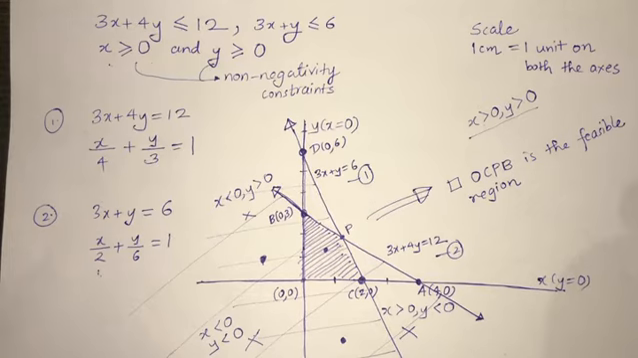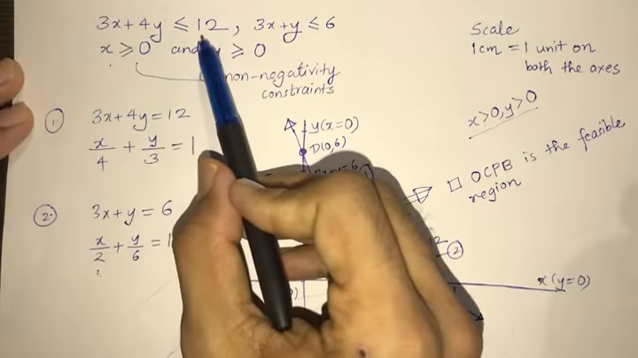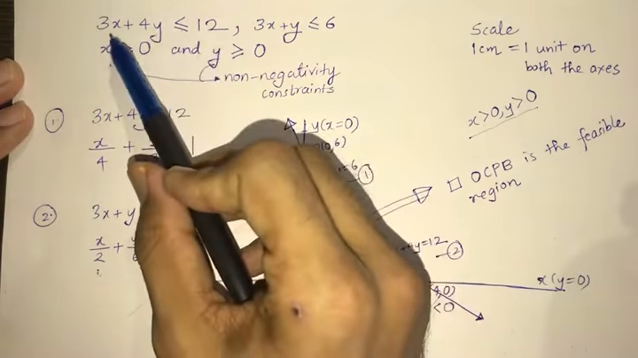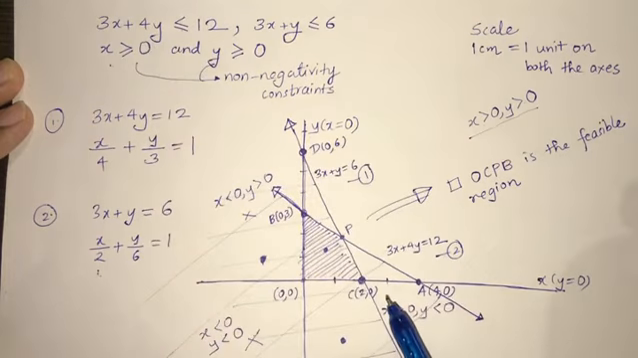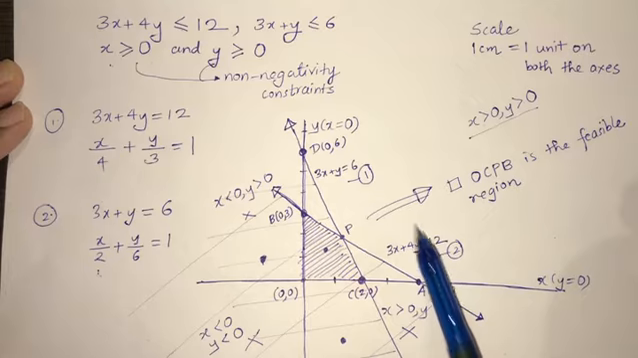Okay, so let me repeat. 3x plus 4y less than or equal to 12. In this we get the x intercept as 4 and the y intercept as 3, so we draw a straight line. The x intercept is 4, the y intercept is 3. Next, 3x plus 4y equal to 12.